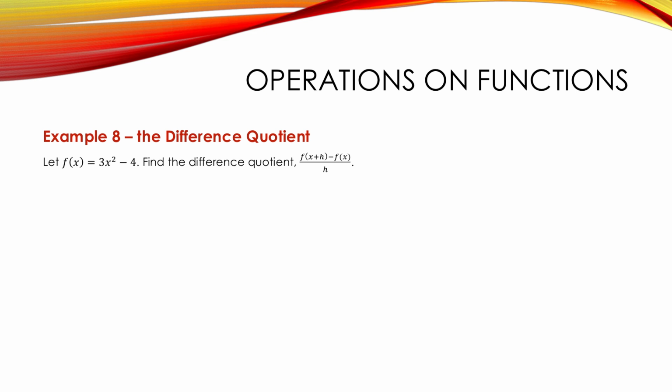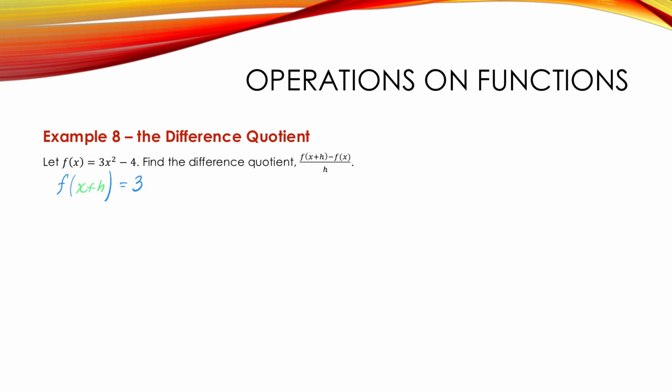So let f of x be the function 3x squared minus 4, and we wanted to find the difference quotient, which was f of x plus h minus f of x, all divided by h. Our approach is going to be to break it up into pieces. So let's start with finding f of x plus h first. I'm going to put the x plus h in green, because what we want to see is everywhere where we had to plug in x plus h. So everywhere we have an x in our function, we need to instead plug in x plus h.